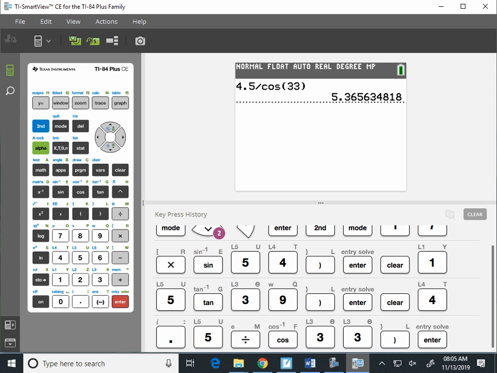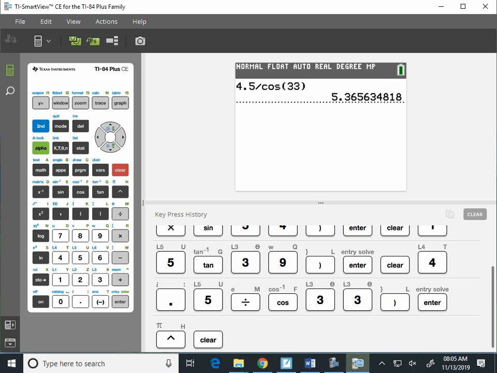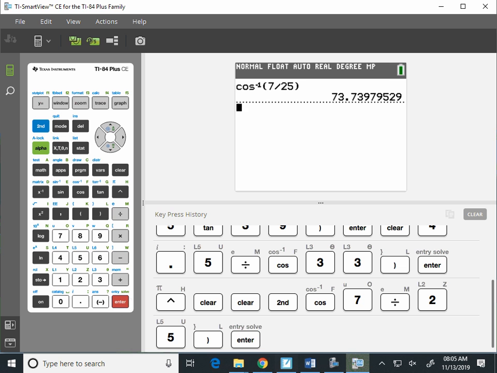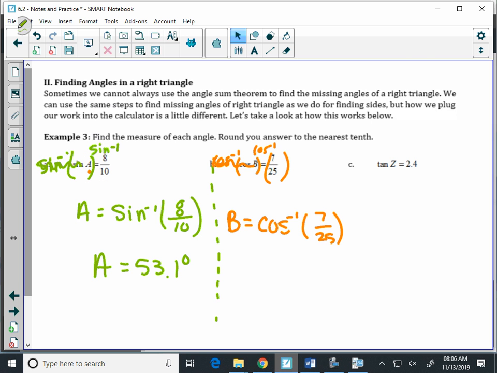To do this in your graphing calculator, I'll do the graphing calculator this time. To do the inverse in the graphing calculator, you're going to hit second, that blue second button, and then hit cosine. Same thing, you'd hit second sine, second tangent, and then type in that fraction, which was 7/25. And then hit enter. And the measure of that angle is roughly what? 73.7 degrees. So B is about 73.7 degrees.